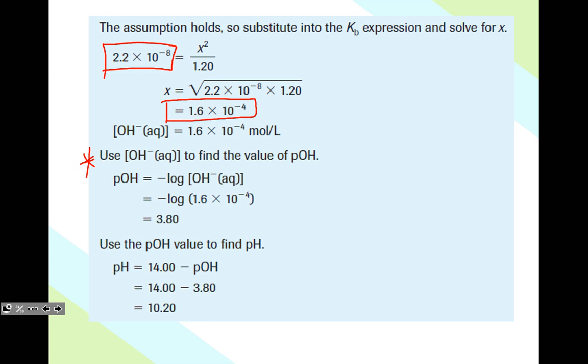Now you use that concentration to find your pOH, right? So you just go negative log of the hydroxide ion concentration, which is going to give you your pOH. Use the pOH value to find the pH. Oh my gosh, I'm still talking and it's only one question. 14, subtract your pOH. 14 subtract 3.80, which is equal to 10.2.